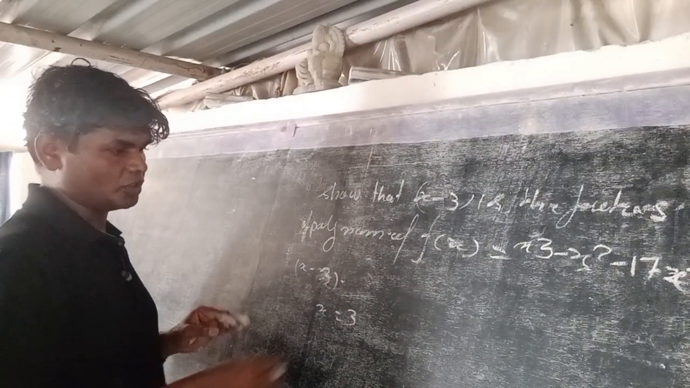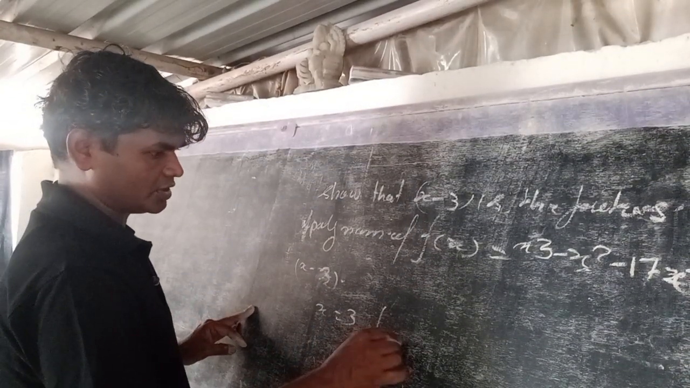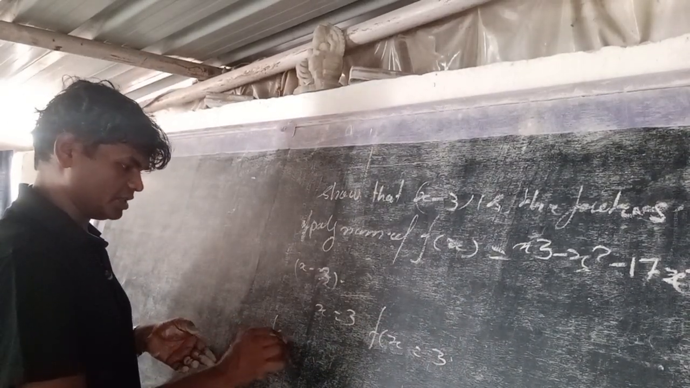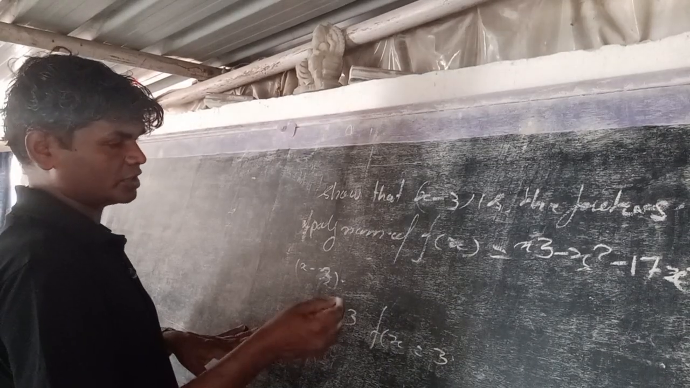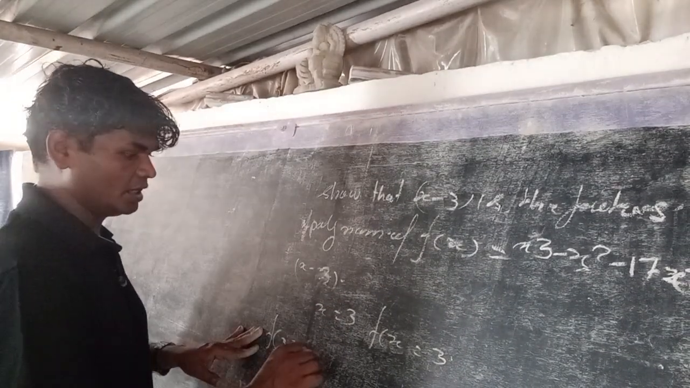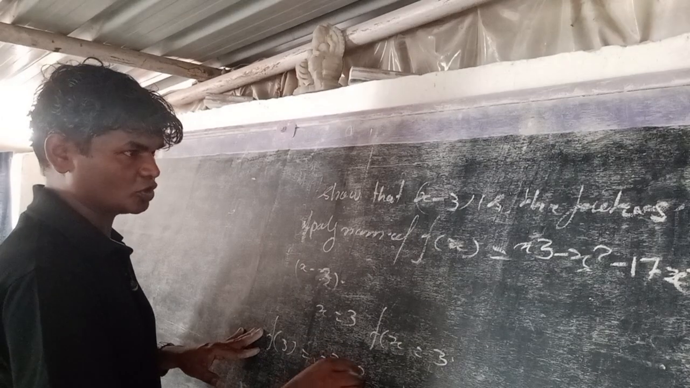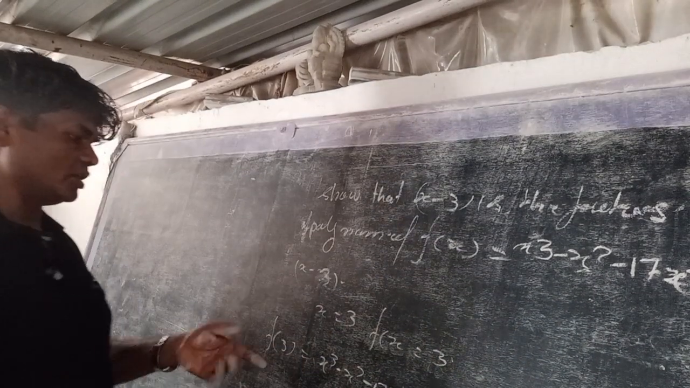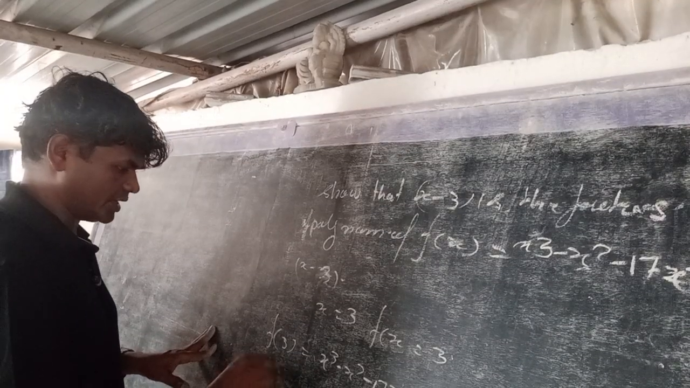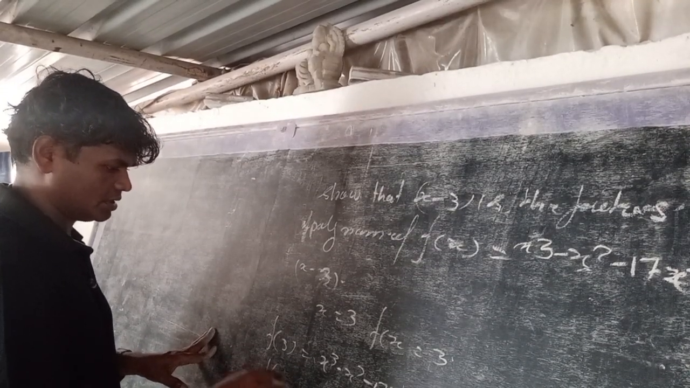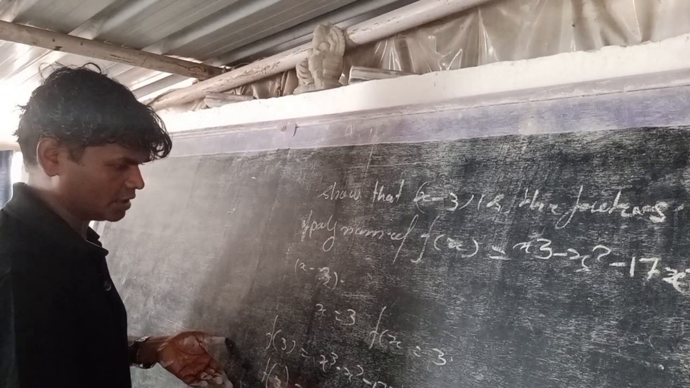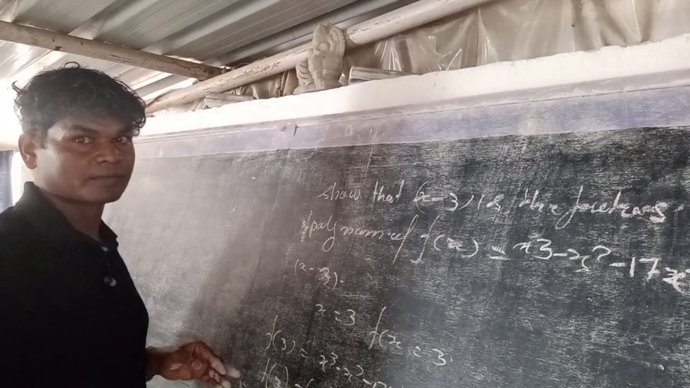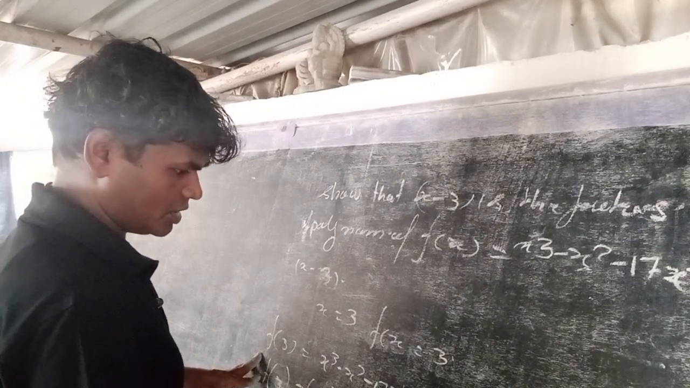So substitute x is equal to 3 in f(x), so we will write here f(3) is equal to. If we substitute this value in the equation, x cube minus x square minus 70x plus 50, we will write f(x) is equal to 3 cube minus 2 square minus 70x minus 70x plus 50.